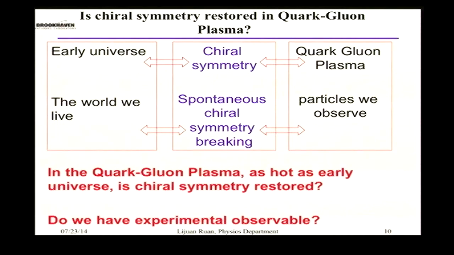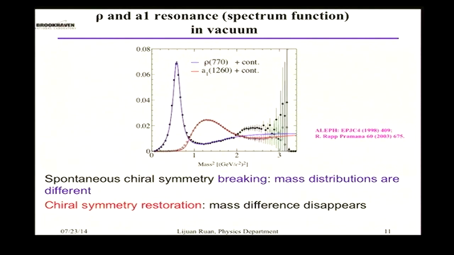So in the quark-gluon plasma we created at Brookhaven National Lab, we believe it's hot and dense, as hot and dense as the early universe. And we can ask the question: is chiral symmetry restored? From theoretical model calculations, when you go to higher temperature, the quark condensate will disappear. So chiral symmetry is restored according to theoretical model calculations. Then the next question, related to our measurements, is: do we have experimental observables?